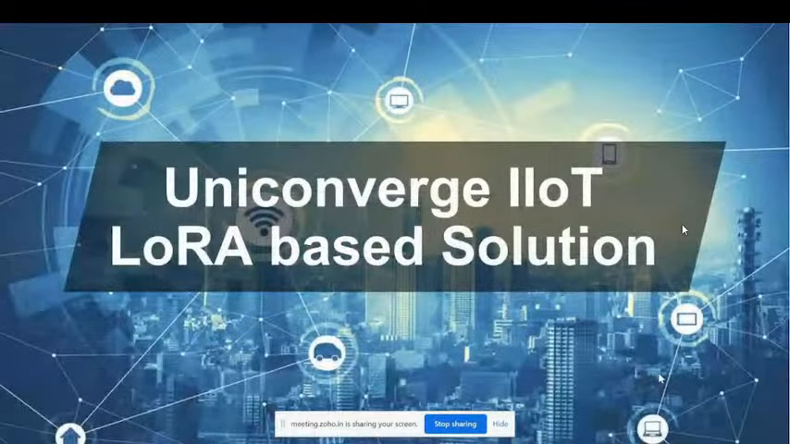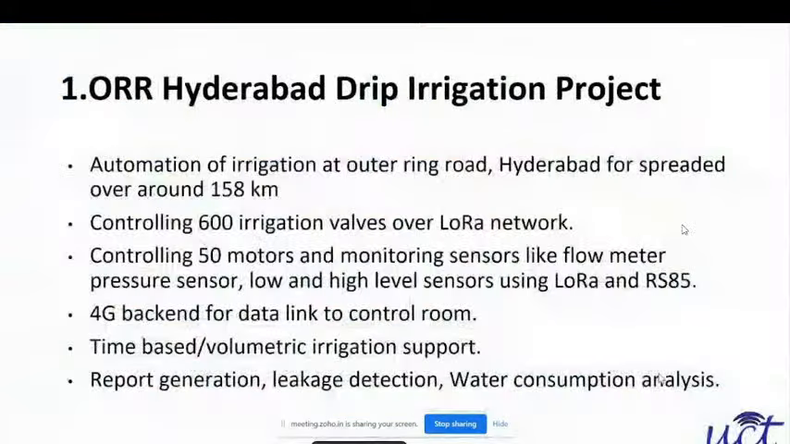Okay. So here are some of the solutions that we've done. Like we have done 158 kilometers of a LoRaWAN network deployment on an ORR Hyderabad drip irrigation project, which involved 600 irrigation valves. 600 solenoid valves are controlled by our LoRa nodes, and we are controlling over 50 motors along with the parameter monitoring of the flow meters, pressure sensors, high level, low level sensors, rain sensors, and also we are getting feedback data from the motor starters.